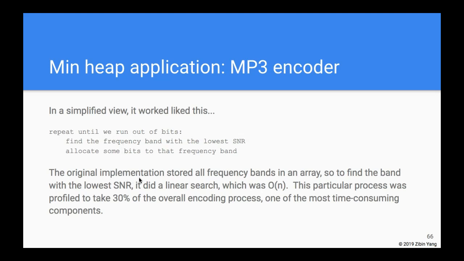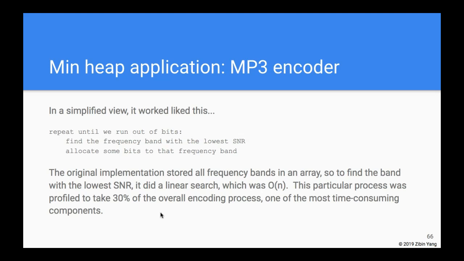The original implementation in the encoder stored all the frequency band information in an array. So in order to find the band with the lowest signal to noise ratio, all I could do is a linear search, right? And we all know linear search is O of n, which is very slow. When I did the profiling, this bit allocation process took about one third of the entire encoding process, and it was the biggest one. One third is a lot of time.